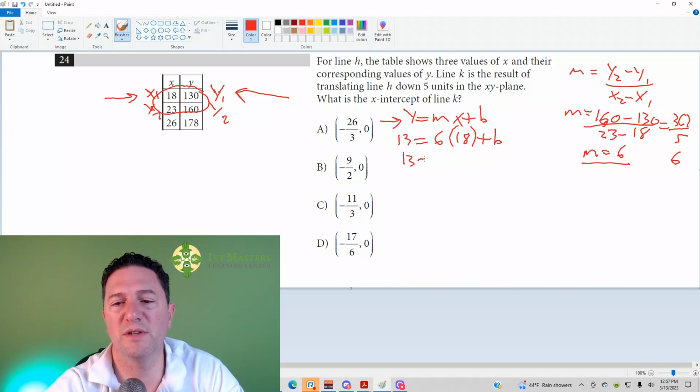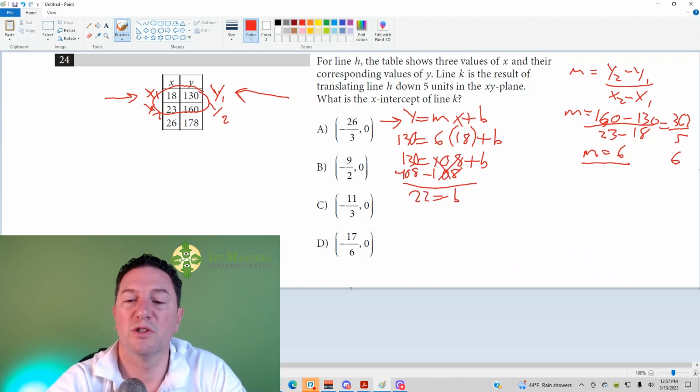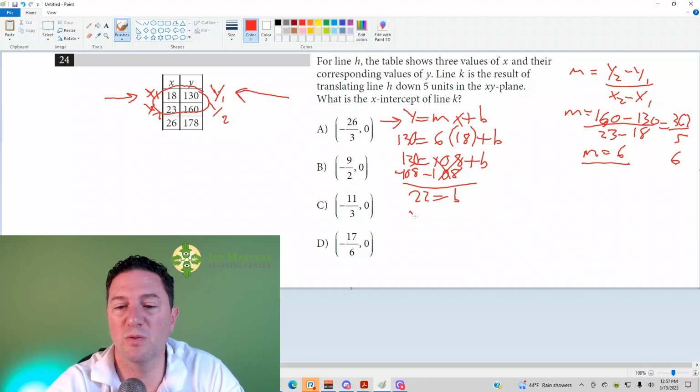So then we get 130 equals, you multiply your 6 by your 18, you get 108 plus b. Subtract your 108 from both sides. That's 130 minus 108, and this cancels, you get 22 equals b. So what's the equation of that line? It's y equals, and in place of m, I've got my 6 that I found before, 6x plus 22.